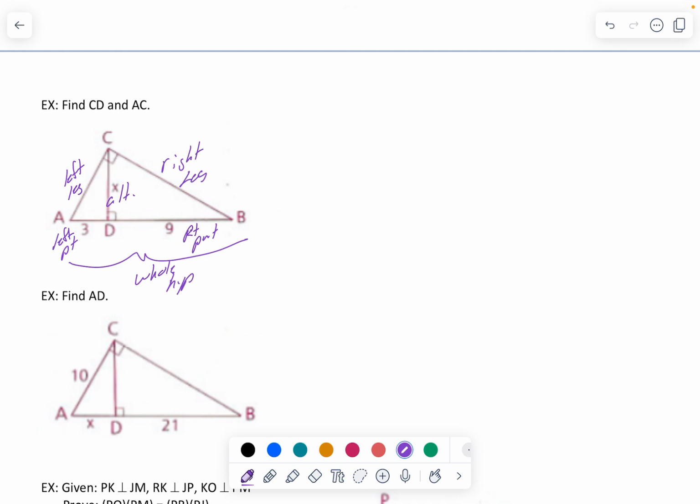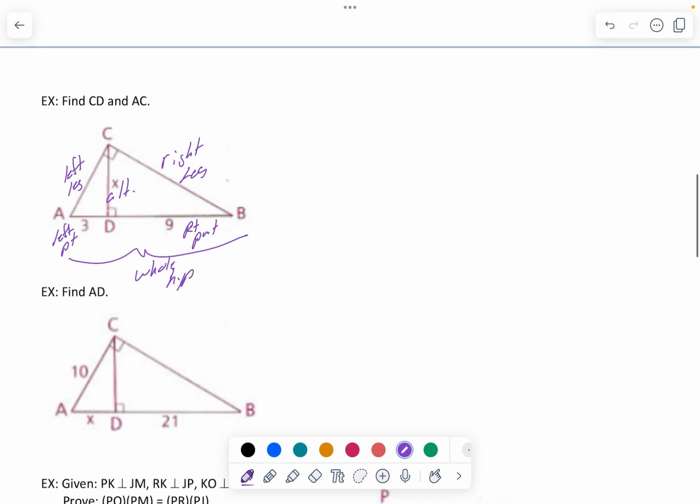So what do we have? Well, it looks like we have the altitude, the left part, and the right part. So that was the first proportion that we learned. Let's just call it left part over altitude equals altitude over right part. So putting in what we know, 3 over x equals x over 9.